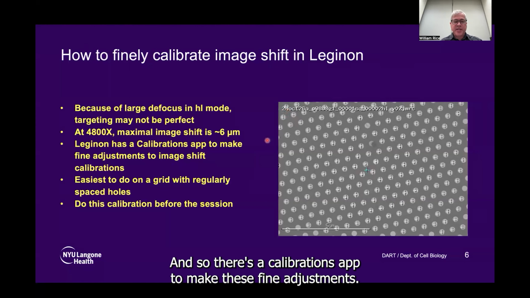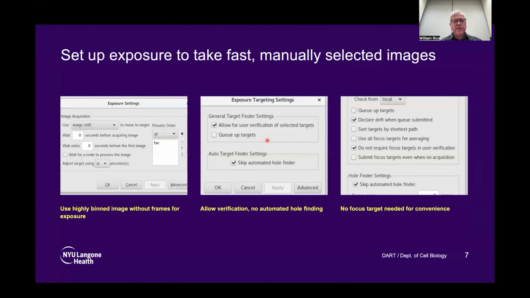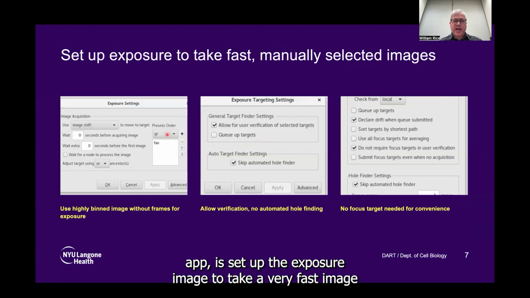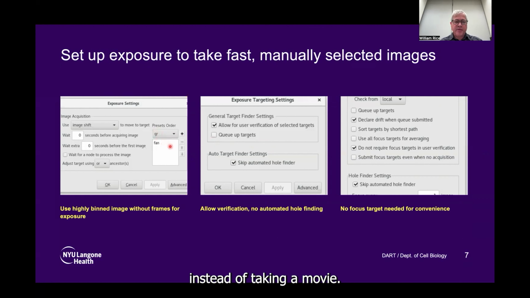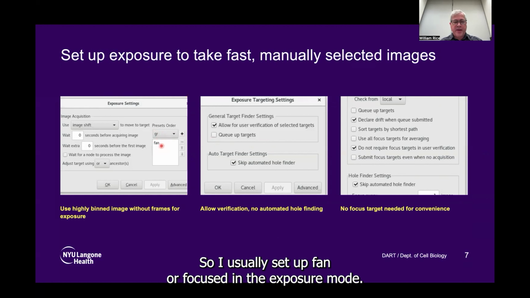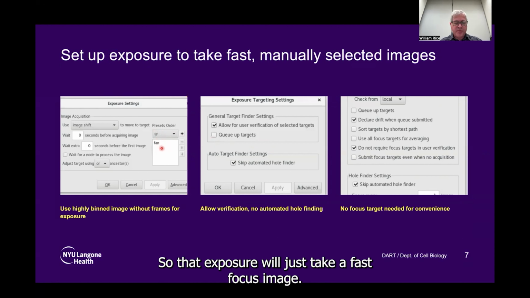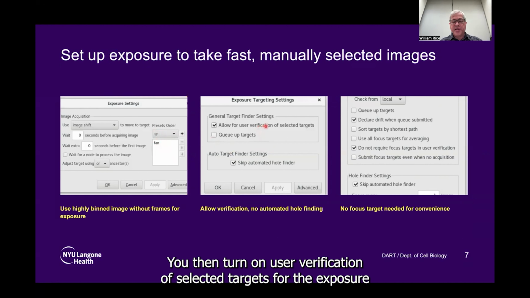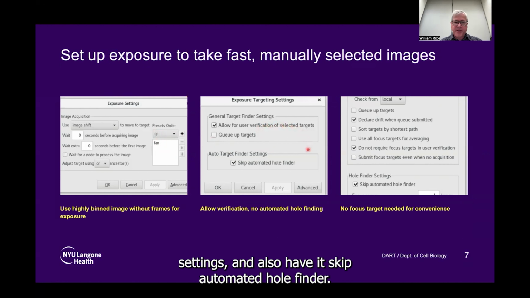And so there's a calibrations app to make these fine adjustments. What you first do in the calibrations app is set up the exposure image to take a very fast image instead of taking a movie. So I usually set up FAN or focused in the exposure mode, so that exposure will just take a fast focus image. You then turn on user verification of selected targets for the exposure settings and also have it skip an automated hole finder.